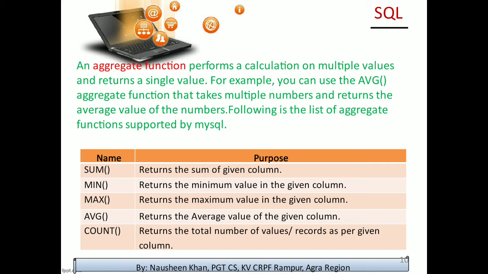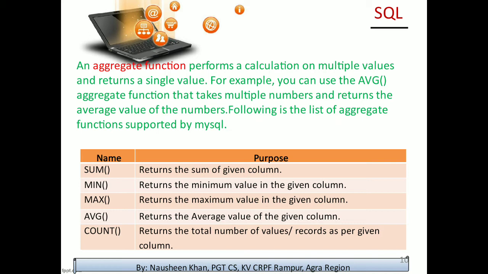First is sum. What will it do? It will take multiple rows as input, calculate the sum, and give a single row as output, that is the sum of those rows. Similarly, min will calculate the minimum value of the given column. It will take multiple rows as input and give the minimum value as a single row output. Same is for max. It will calculate the maximum value in the given column. It will take multiple values as input, calculate the maximum value, and give only one output, that is the maximum value.